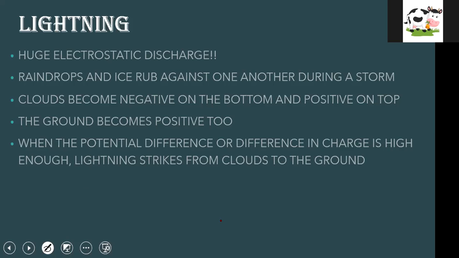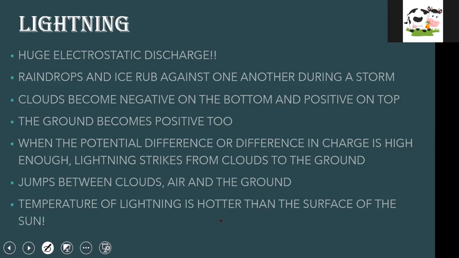Okay. So these lightning bolts, right? They can move between a cloud and different parts in the air, or between a cloud and the ground, or between one cloud and another cloud. Did you actually know that the heat produced from lightning is sometimes even hotter than the outside of the sun? So it gets really hot.